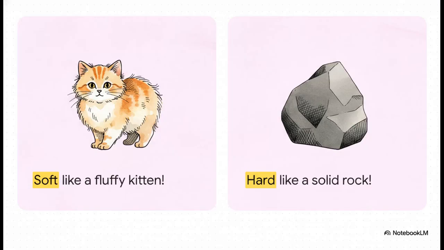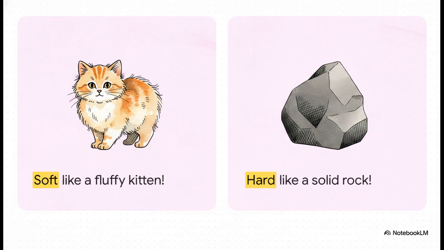The first texture word is soft. Hold out your hand and imagine the fluffiest, softest little kitten sitting right in front of you. Gently pet the imaginary kitten. Oh man, it feels literally like a cloud. Now, what is the complete opposite of soft and fluffy? Guess it right now. The opposite is hard.